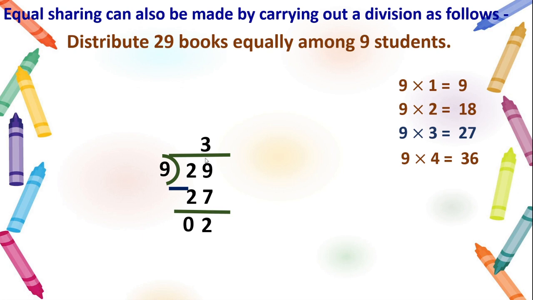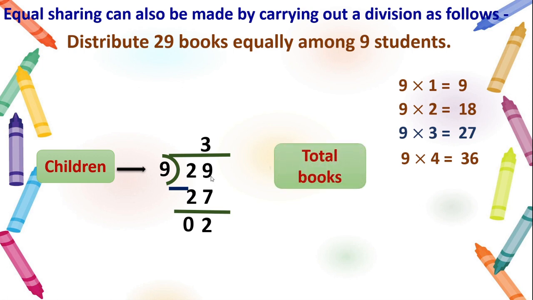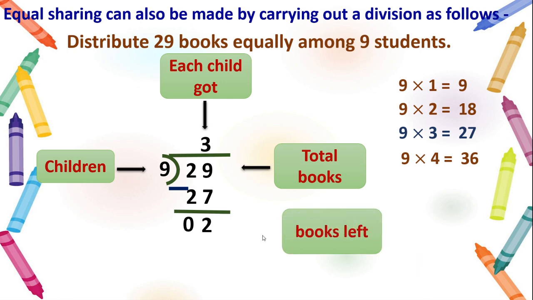Here we divided 29 books among 9 students or children. Correct? How many books were there? 29 total books. So each child got 3 books. Isn't it? The answer is 3. And what remained? See this. 2 books left behind. These are extra books.